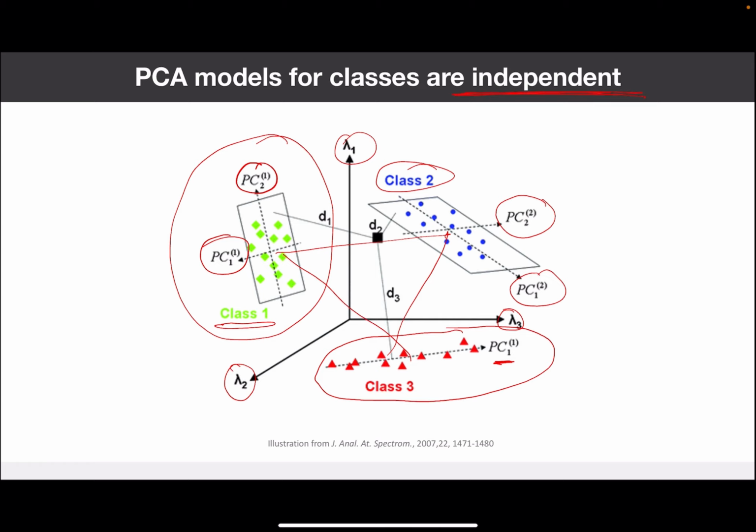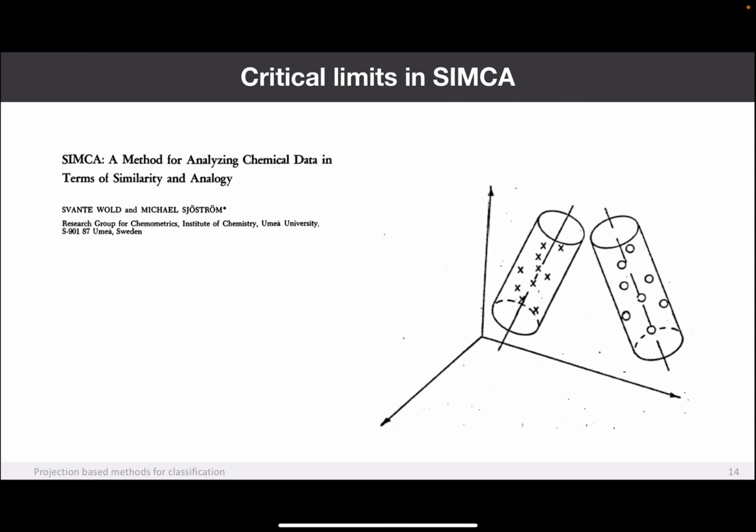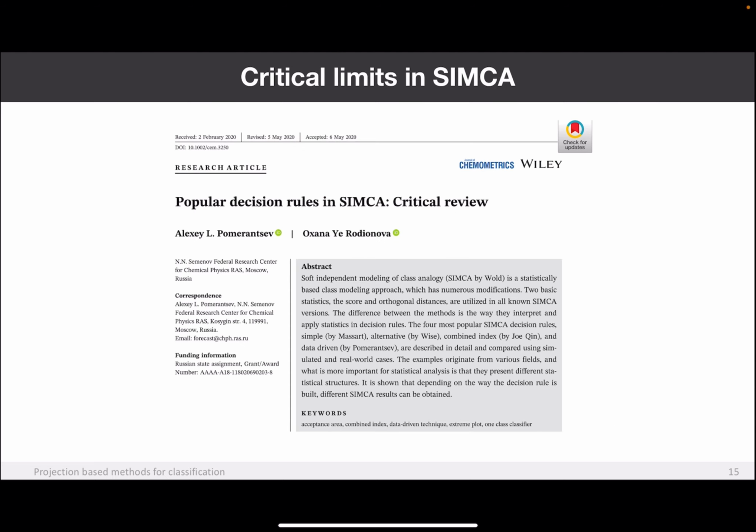Now let's talk about how to actually calculate the critical limits. The original paper that was published by Svante Wold and Mikael Sjöström proposed to use the F distribution and also the Hotelling t-squared distribution to define the limits. But nowadays we use different ways. First of all, we know that it's mostly the chi-square distribution that we can use for both distances. And then there is no one fixed rule for how to compute critical limits for that. There are several ones. I think about 4 or 5 currently existing on the market.